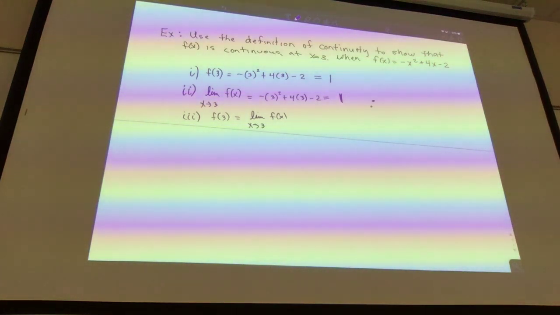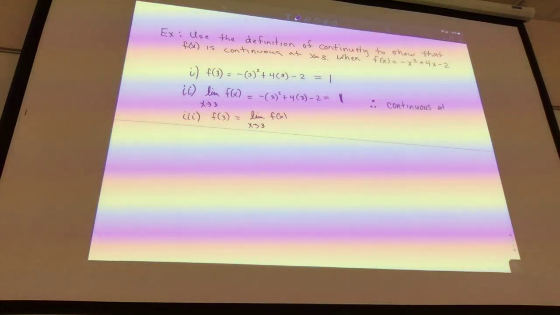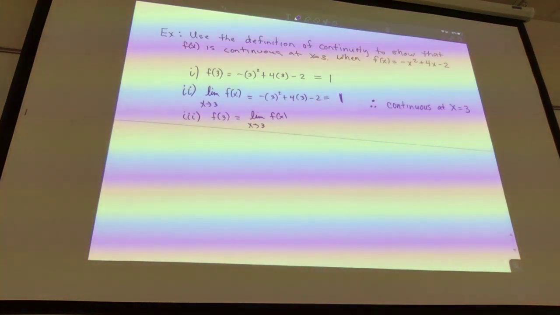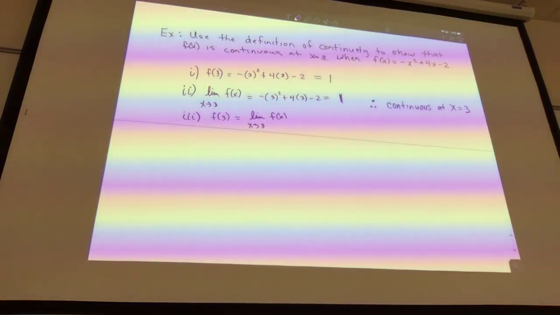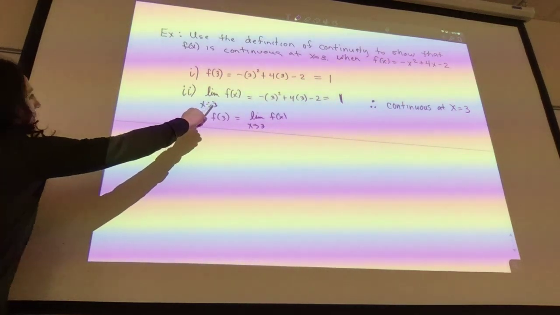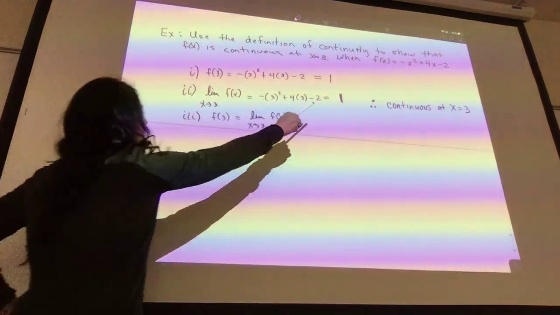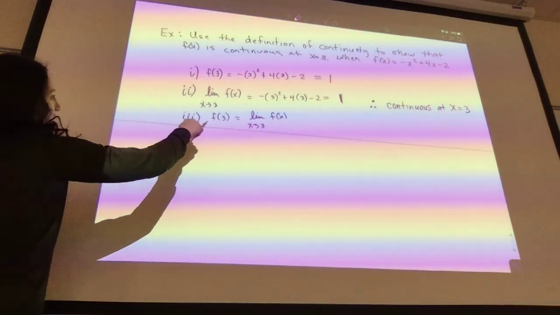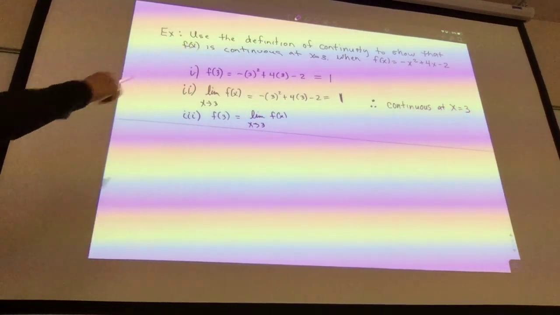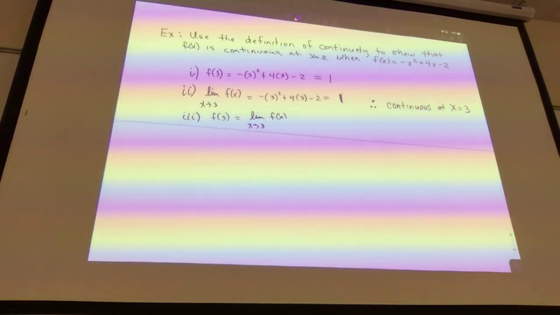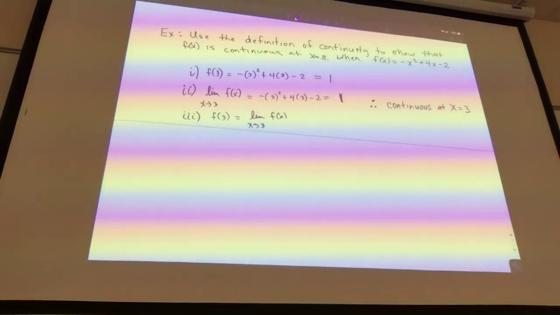Therefore, because part 1, the function f of c is defined. Part 2, the limit of f of x as x approaches c exists. And these two are equal to one another. That's the third part of it. We know it's continuous at that point. Okay, so on your test, when I say use the definition of continuity to show it's continuous, this is exactly what you're going to do. Okay.